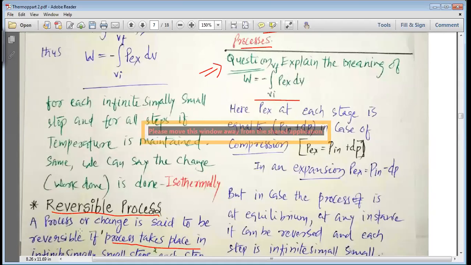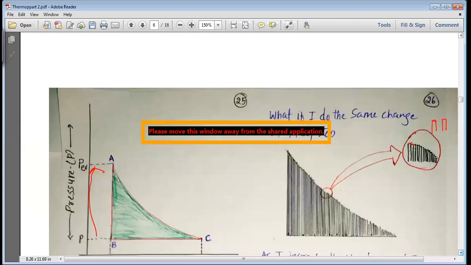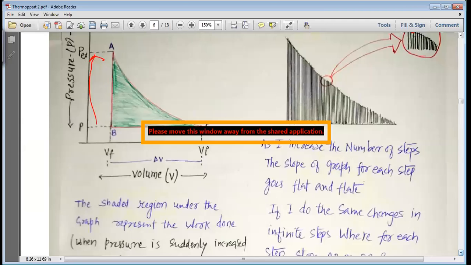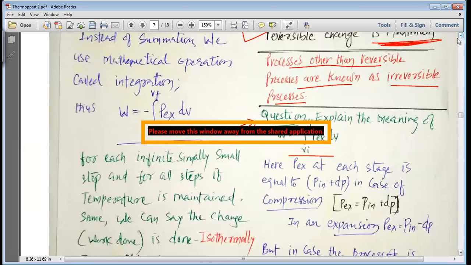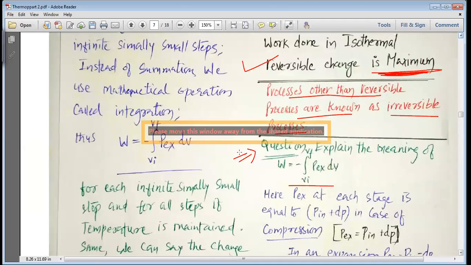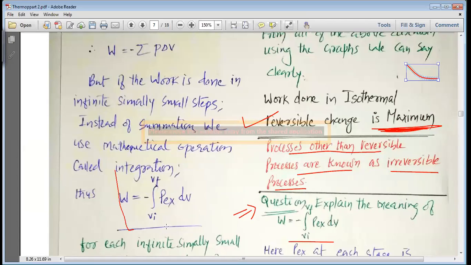So my dear students, whenever we do the work in infinitesimally small steps, the work is expressed in the form of W, and we write it mathematically in a different form. What we write here is the mathematical representation of work. So when we do the work in isothermal reversible process, my dear students, we write W is equal to integration Vi to Vf of minus P external multiplied by dV.